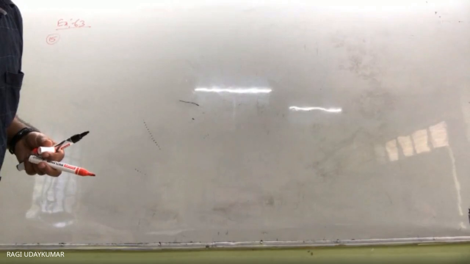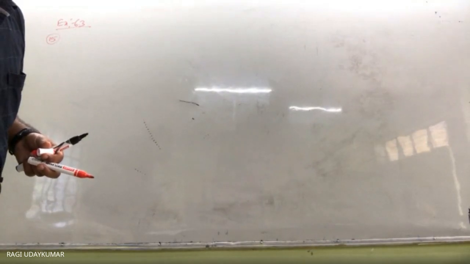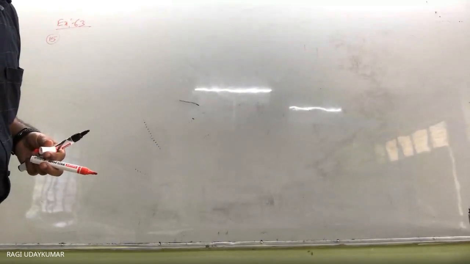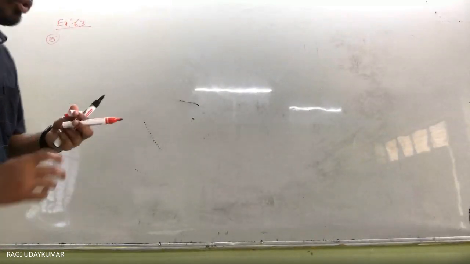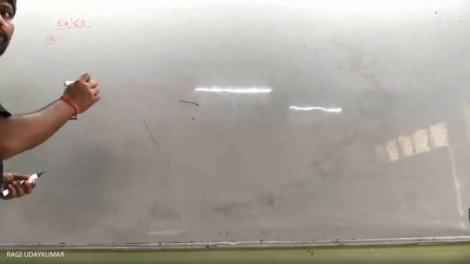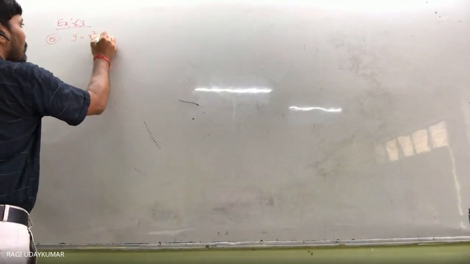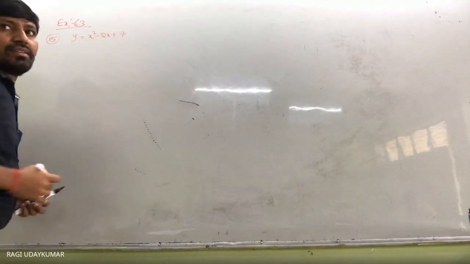Better we learn 16 at the particular point and parallel. Okay, 15th I will explain to you. So what is the question given to you here? The curve is given to you: y is equal to x square minus 2x plus 7.